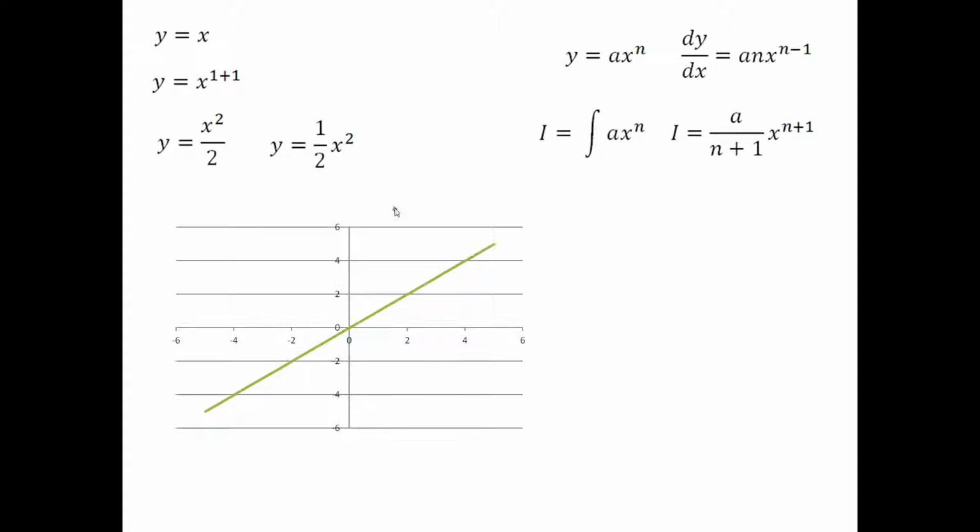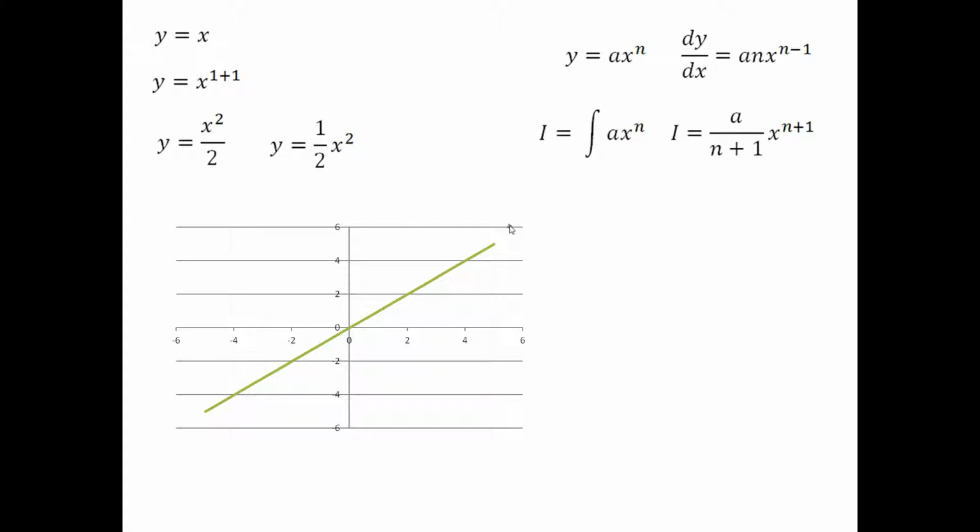Let's take the case of y equals x. Essentially, y equals x is just x to the power of 1. So when we add 1 to the power, we get y equals x squared. Then when we divide it by 2, we get something like this. You can either write it like this, which is easier, because you can say x squared over 2, or you can write it how I do, which is y equals a half x squared.